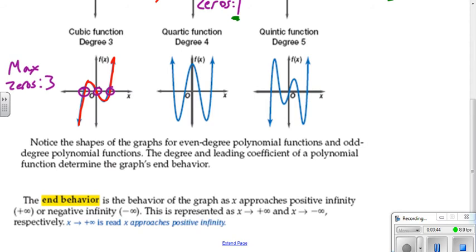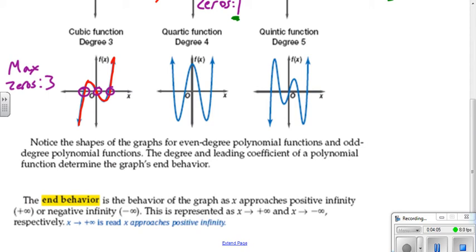Now again, it doesn't always have to do that. If it looked something like this, obviously we can see that it would only have 1 zero over here. That's possible. But at maximum, it can only hit up to 3.